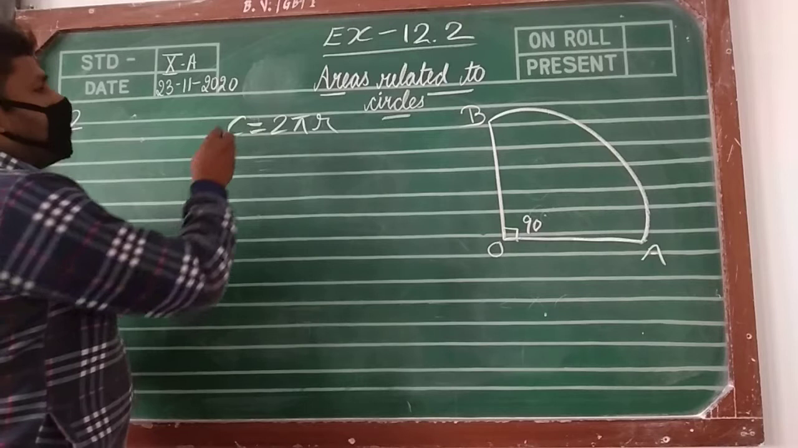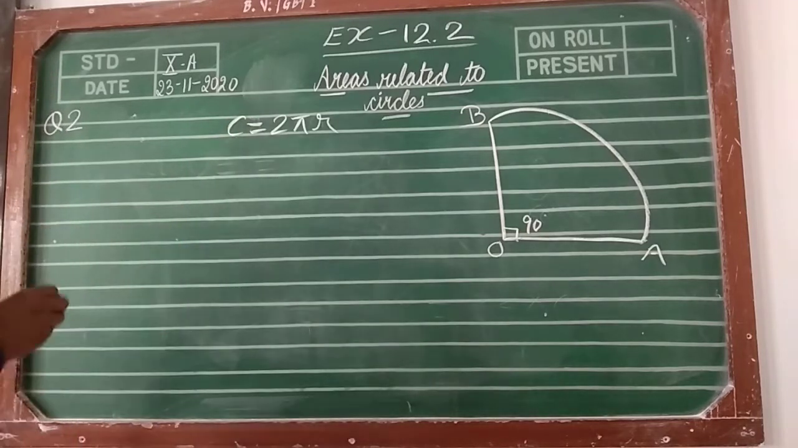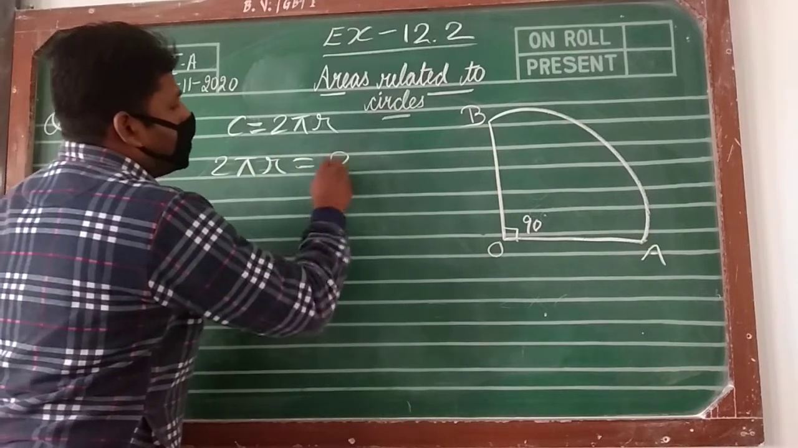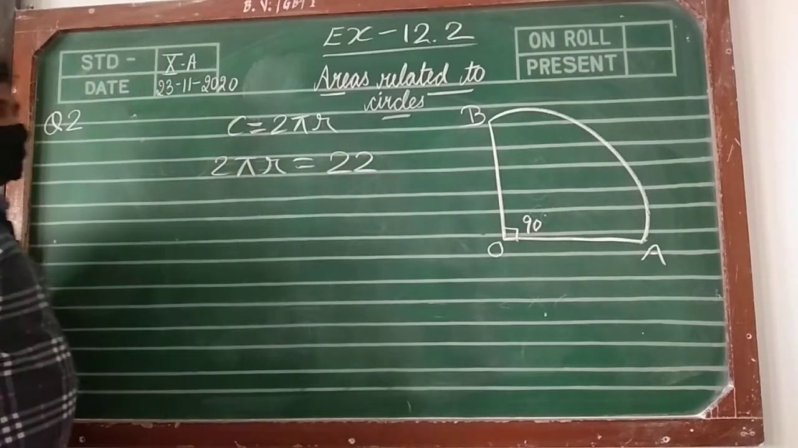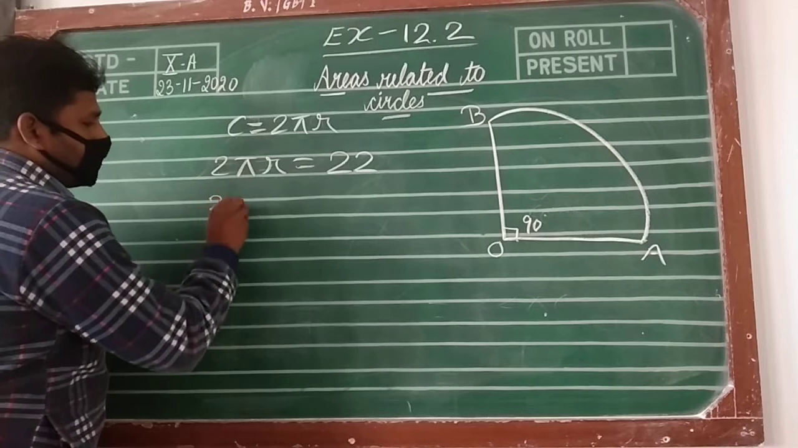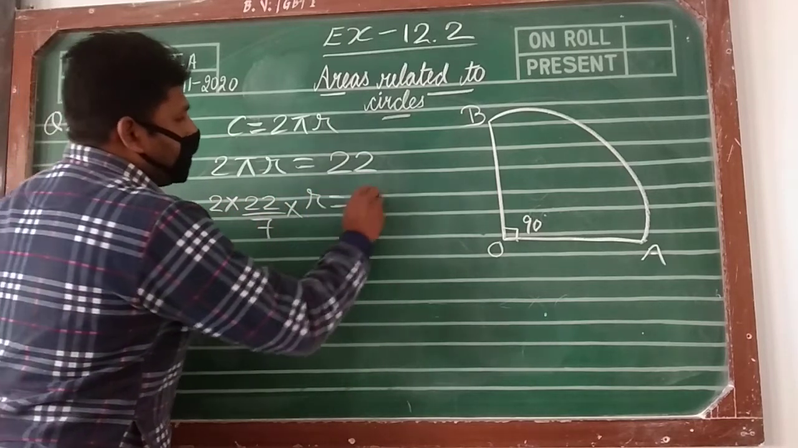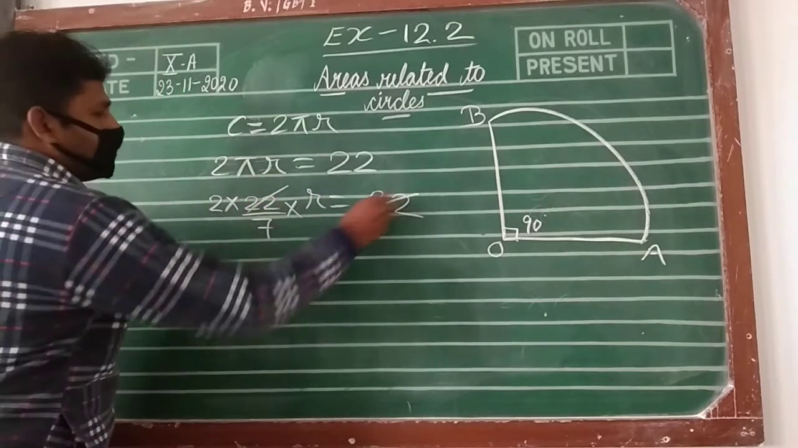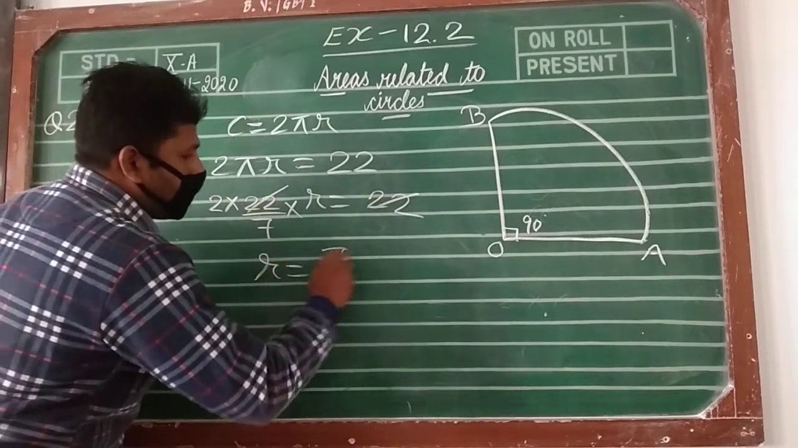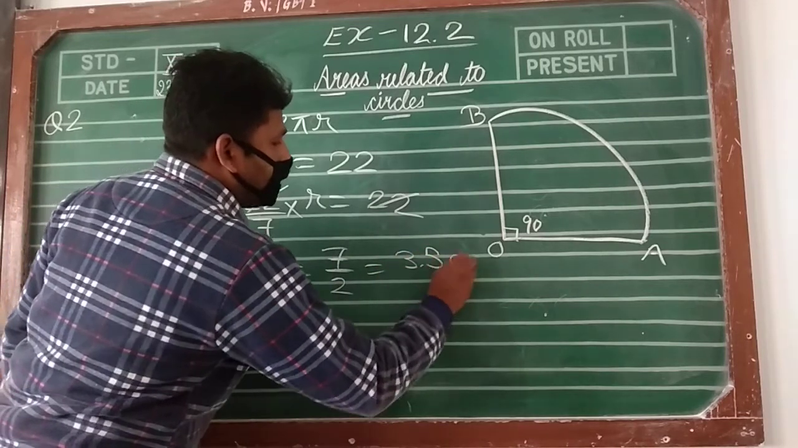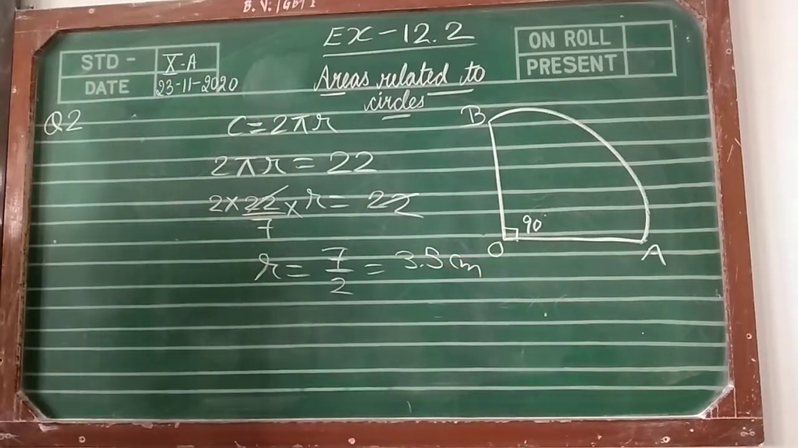And this value is given to you. The circumference of the circle is given to you and this is equal to 22 centimeter. Then on solving this, if you keep the value of pi, we get the radius of the circle. R is equal to 7 by 2, or you may write 3.5 centimeter. Statement is clear?